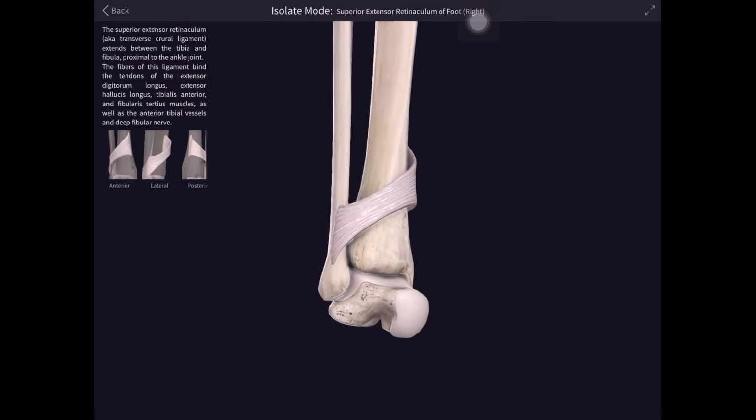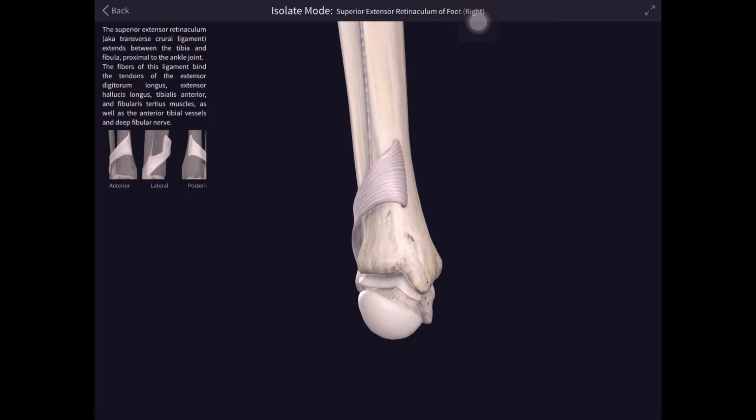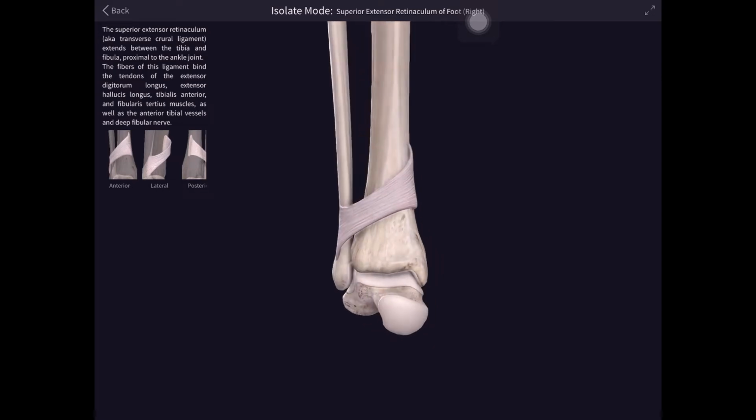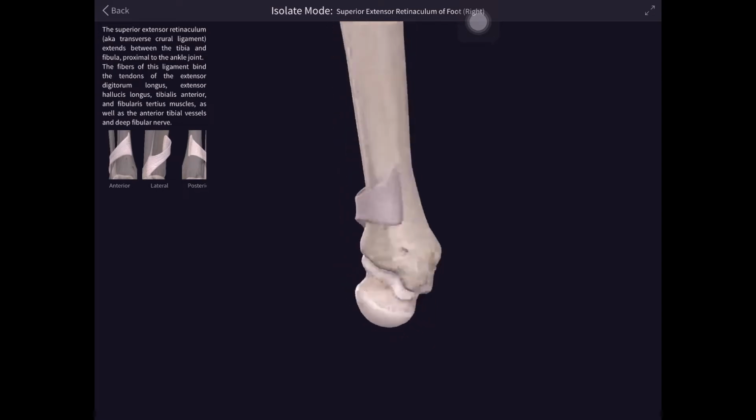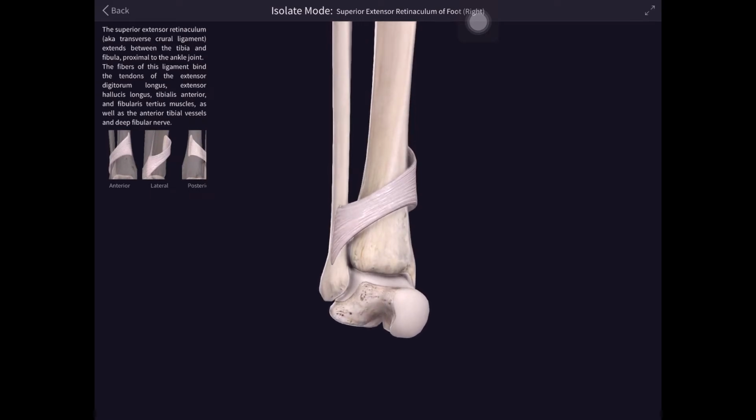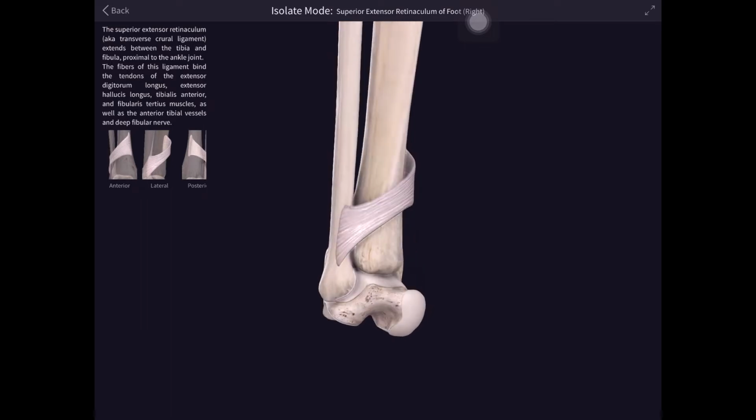This part I have avoided intentionally in doing in tibial attachment, because tibia itself is a very big bone. So this attachment I thought I'll do with the small bone like fibula. So that's your extensor retinaculum superior. So that's the attachment.